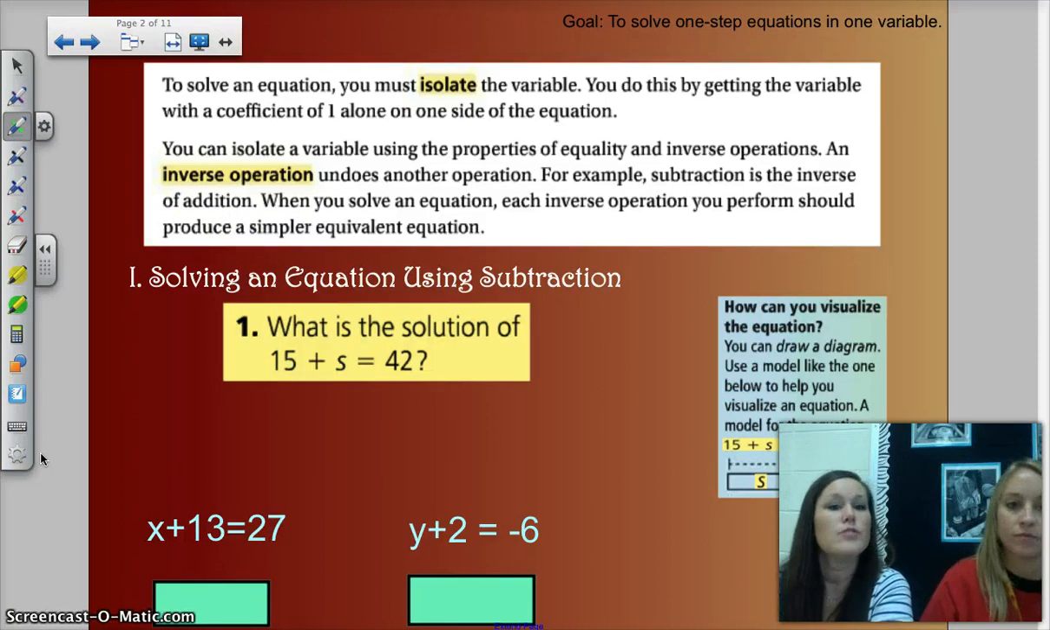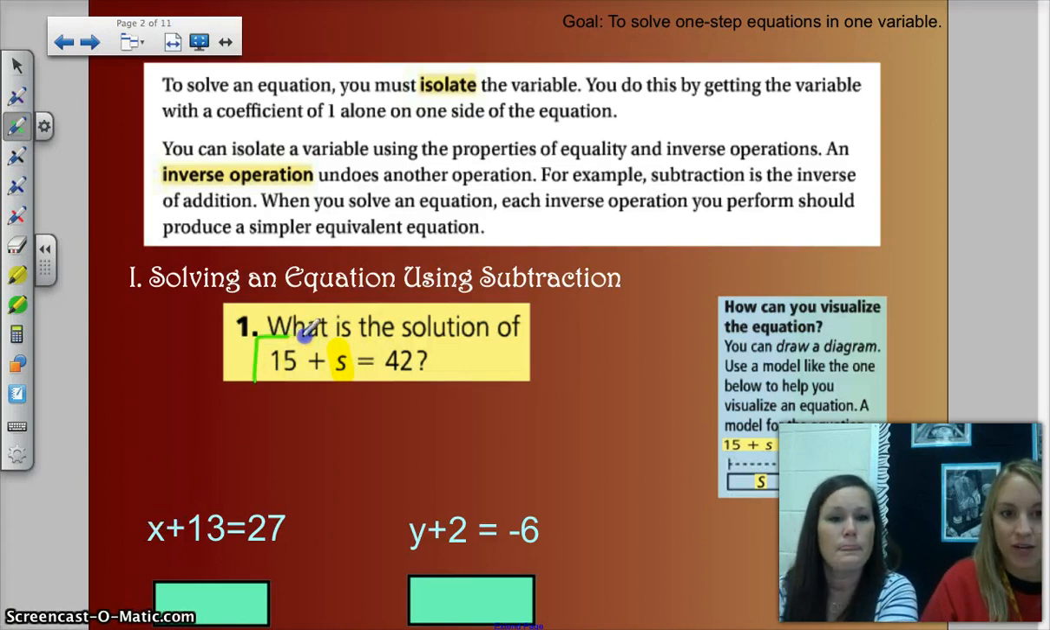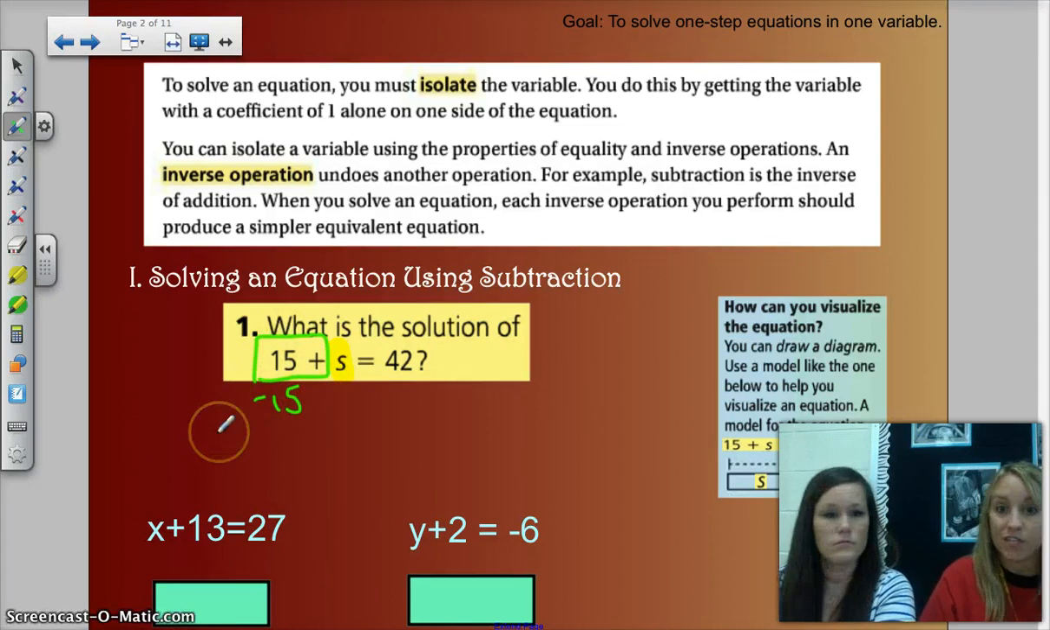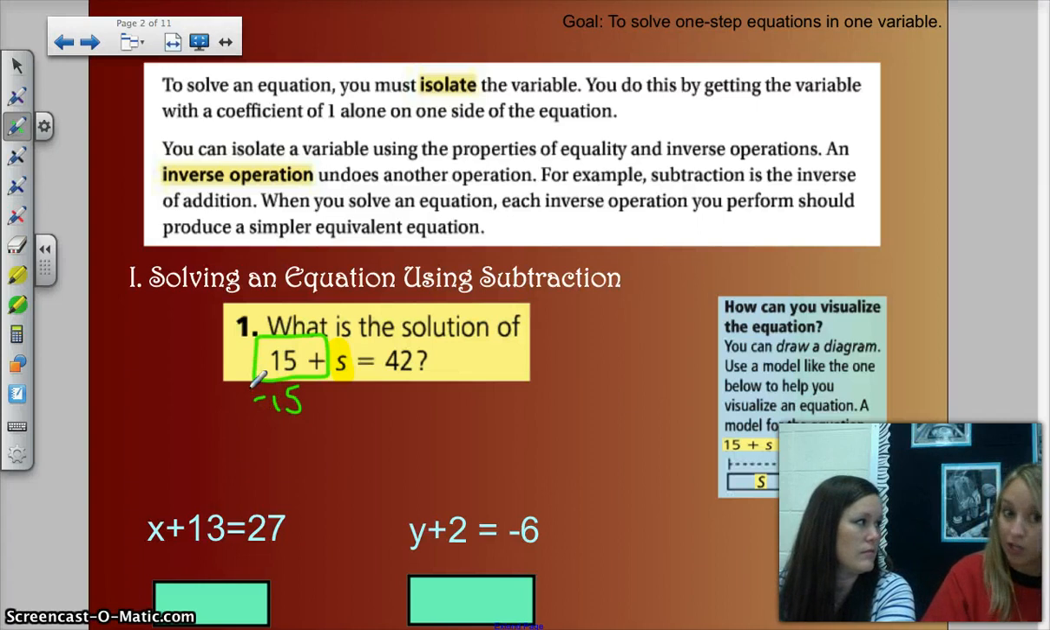Ultimately, our goal is to isolate the variable, or get the variable by itself. So this s needs to be all by its lonesome self on the left side of the equation. What is in the way of s right now? It's 15, a positive 15, because there's no sign in front of it. So the opposite of addition is subtraction. You can double check that in your calculator. Type in 15 minus 15. If it comes out to 0, you're good. If it comes out to 30, that means you went the wrong way.